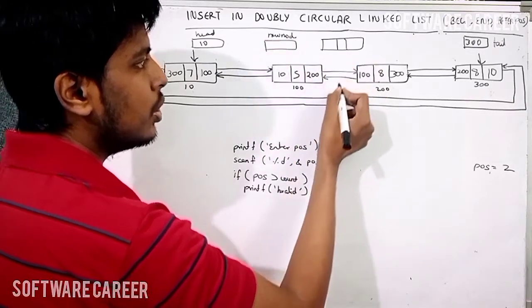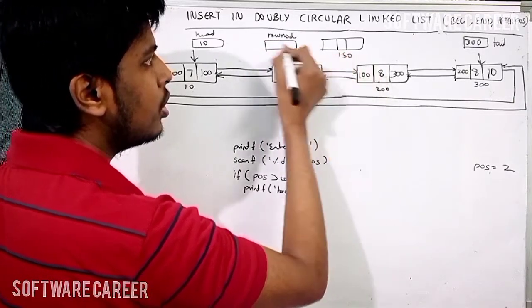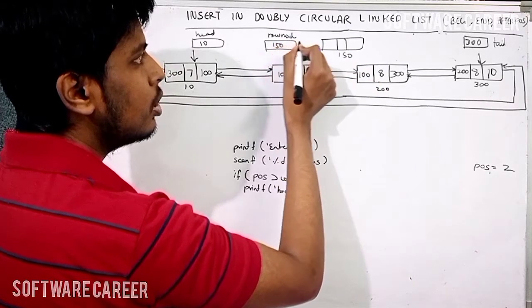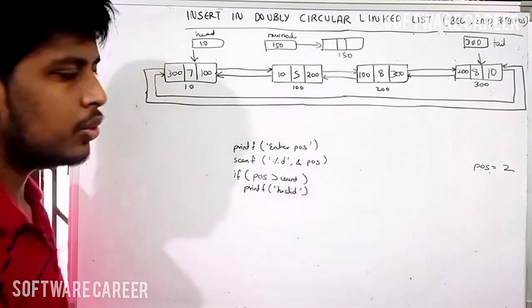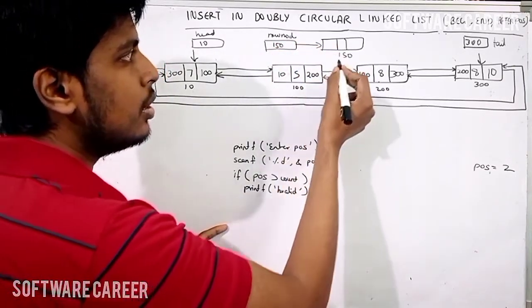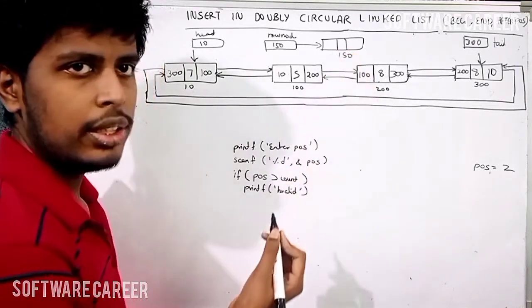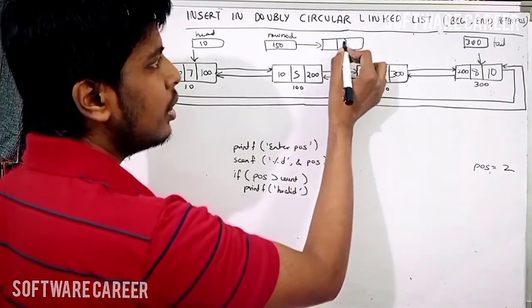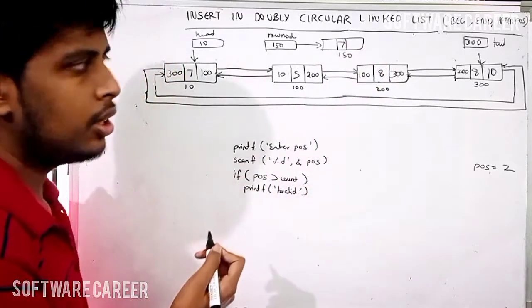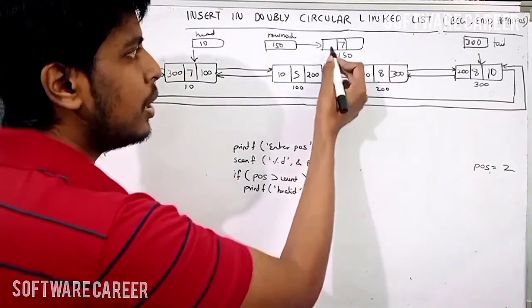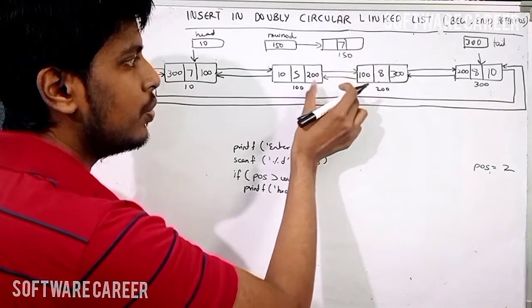Let's say the address of this node is 150. So 150 is stored in this pointer. So this pointer is pointing to this node. Now see, next I should ask the user to enter data. Suppose the user says 7, so 7 gets inserted over here. Now see, this is how to fix this node in between of these two.